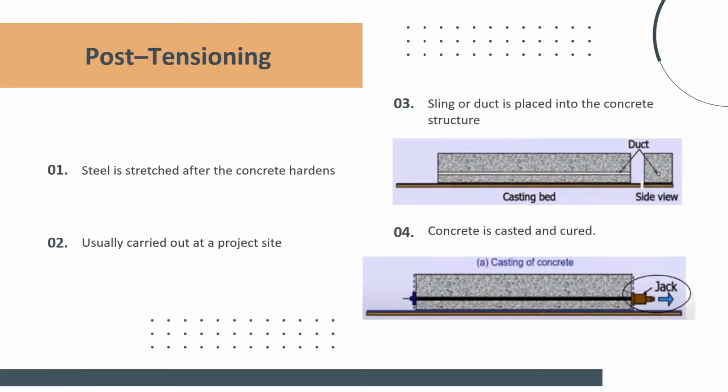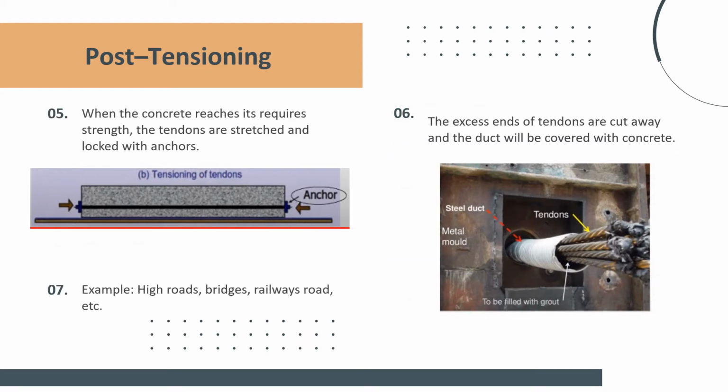Next, for post-tensioning, steel is stretched after the concrete hardens, usually carried out at a project site. Sling or die is placed into the concrete structure. Concrete is casted and cured. When the concrete reaches its required strength, the tendons are straight and locked with anchors. The excess end of tendons are cut away and the duct will be covered with concrete. The example that we can use post-tensioning is on high road, bridge and railway road.